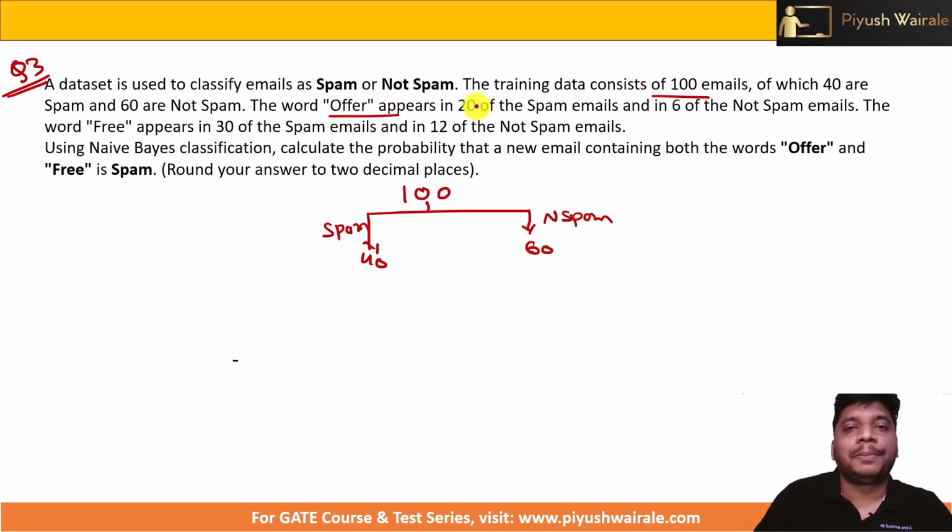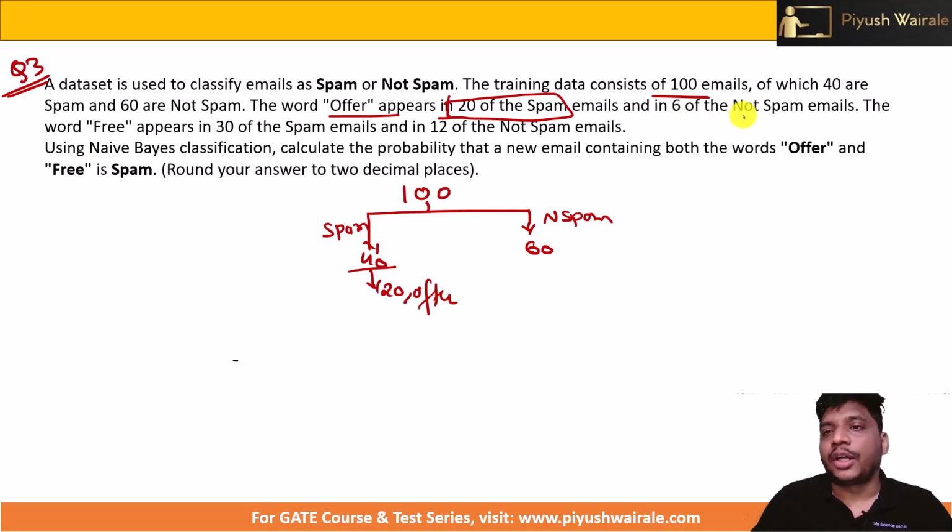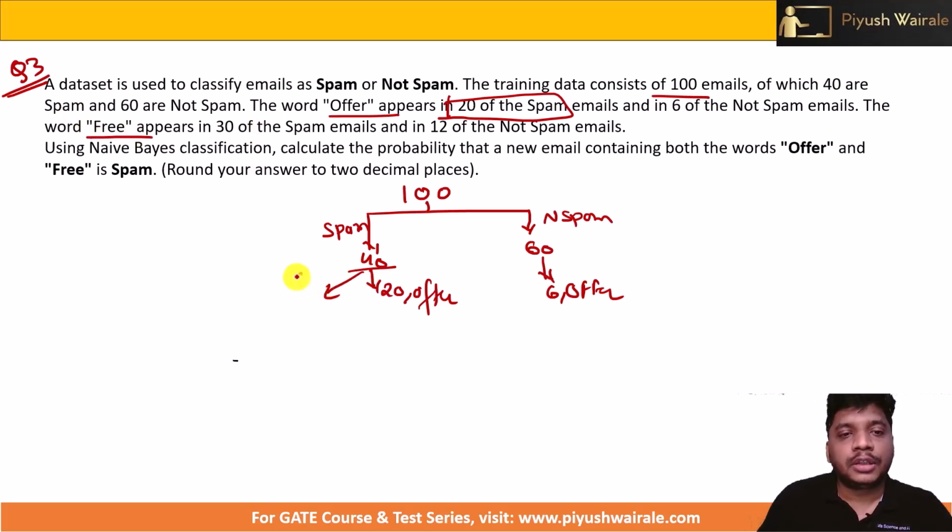The word offer appears in 20 of the spam emails. Out of these 40, in 20 emails the word offer appears, right? And in 6 of the non-spam emails, out of these 60, the word offer appears. The word free appears in 30 of the spam emails. In 30 emails the word free appears, and here in 12 of the non-spam emails the word free appears, right?